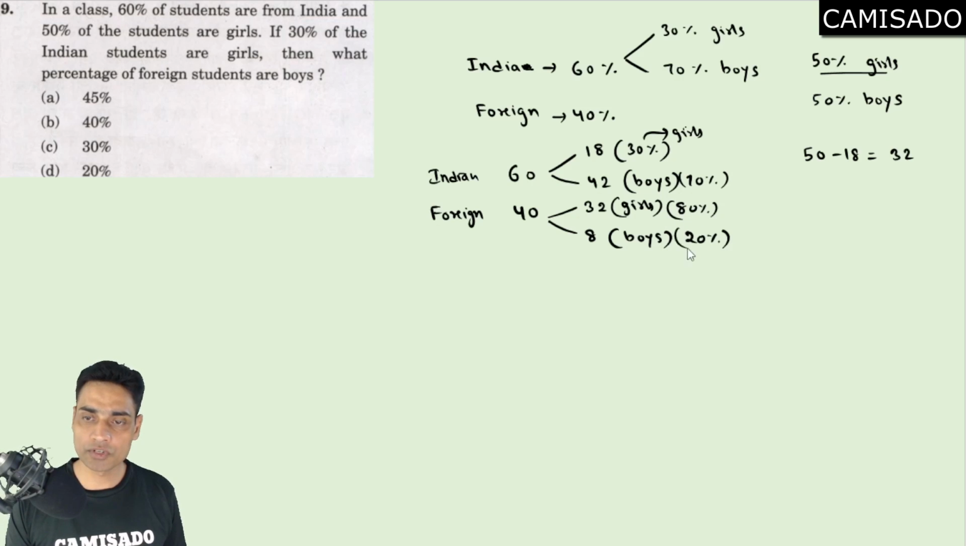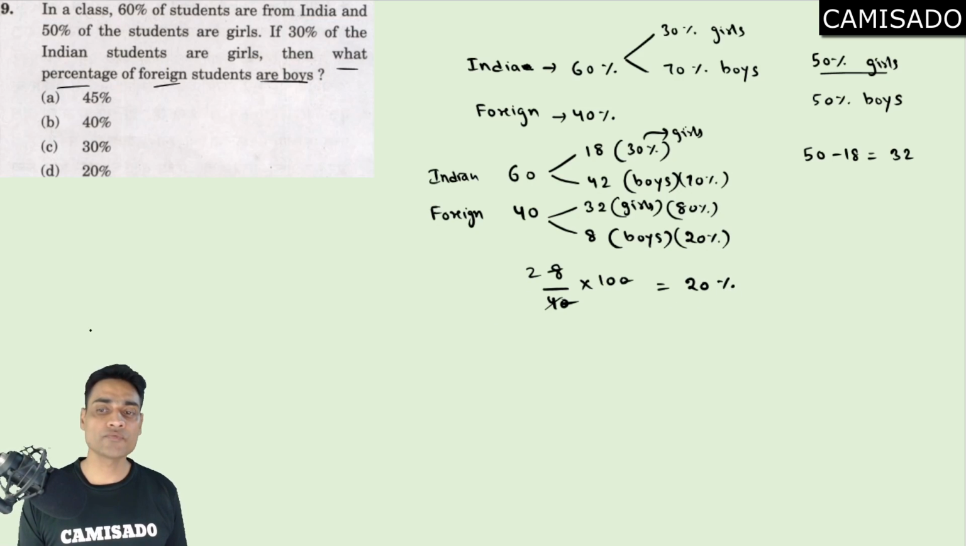So 20% I am telling you directly, but in the question we have to tell what percentage of foreign students are boys. So 8 are boys out of 40. You can calculate the percentage here, which I have already told you, it's 20%. So it comes out to be 20%. This is the way of solving this question. So D is the correct option here.